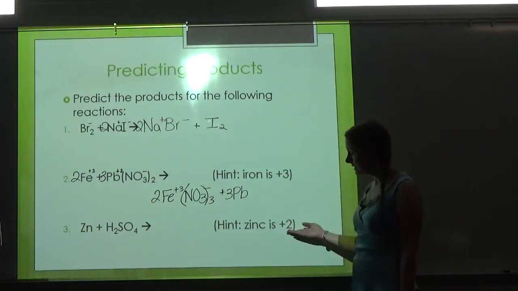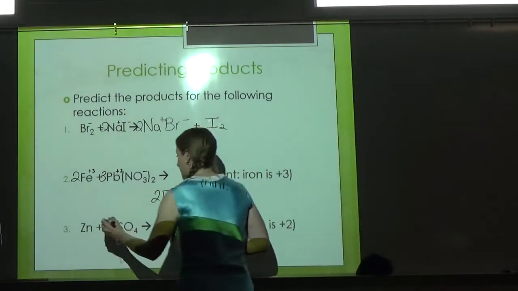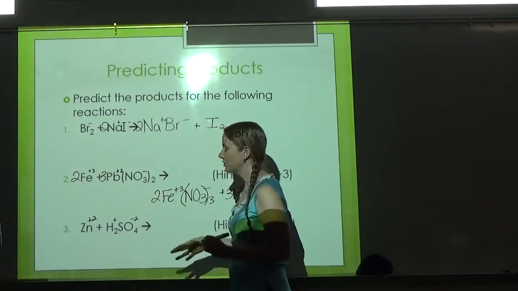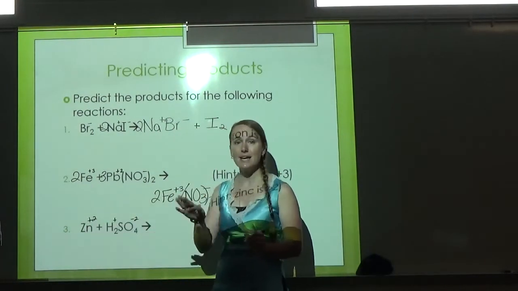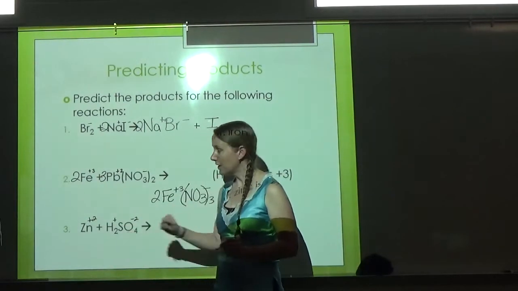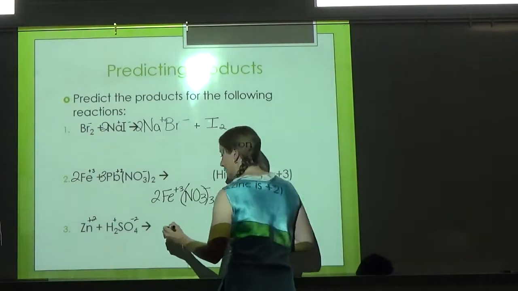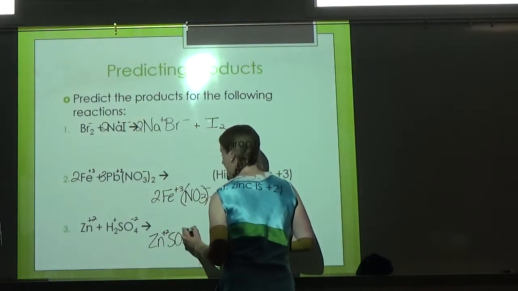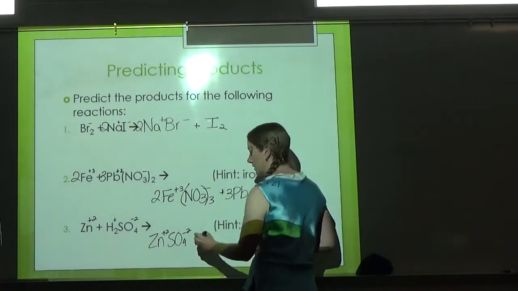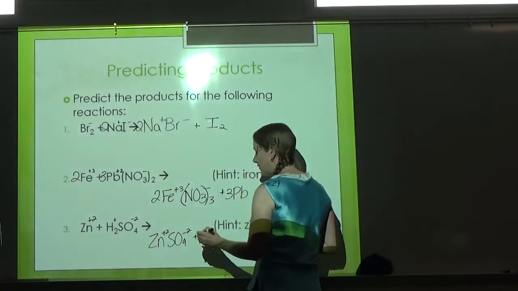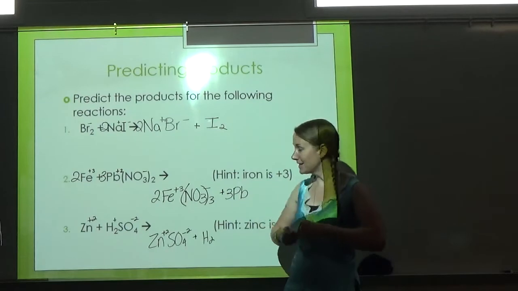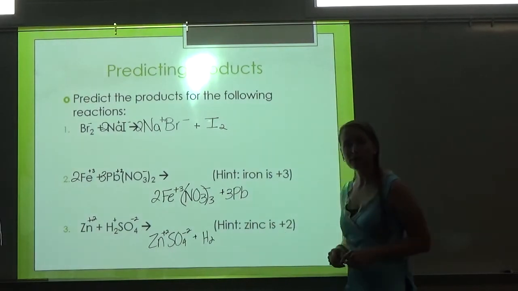So I gave you the hint that zinc is positive 2, hydrogen's positive 1, sulfate's negative 2. So I can see that zinc and hydrogen cannot bond. Zinc is going to bond with sulfate. So I'll put zinc first because, of course, it has the positive charge. Sulfate has a negative 2 charge, so they cancel out. And then when hydrogen is by itself, it's diatomic, so I have H2. And if you look, you don't even have to balance it. It's already balanced. So hopefully you got that one right.